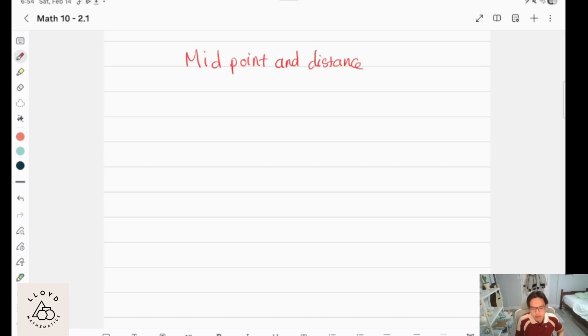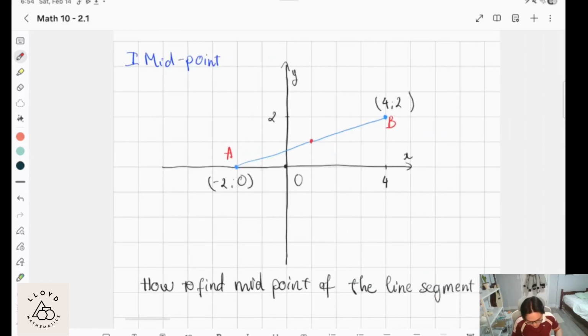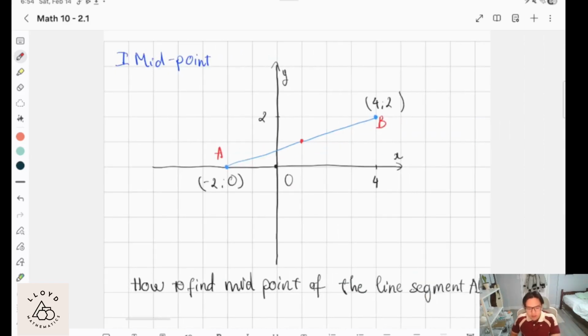Grade 10 Math, and this will be midpoint and distance between 2 points. So okay, let's move on to our first topic, which is midpoint. The midpoint here is exactly the center point of a line segment.